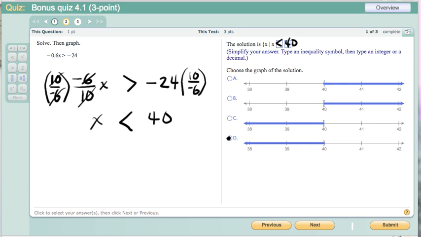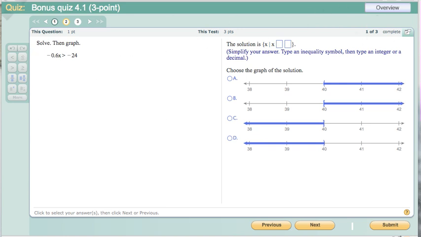So let's create some space and move on. And let me get those answers in there. Set of all x such that x is less than 40. And in terms of a line graph, that looks like this one. And so there we go. And the last problem now.